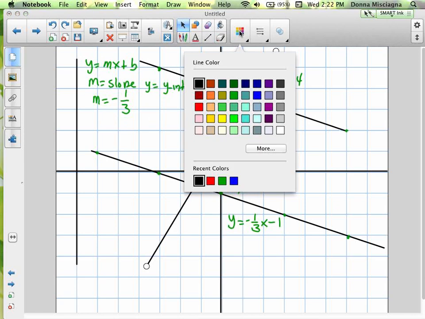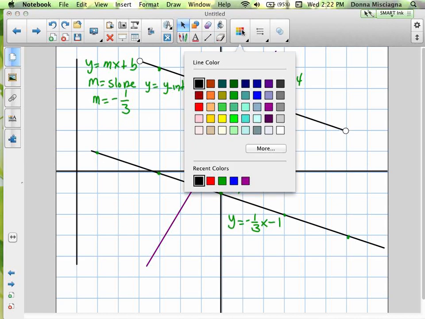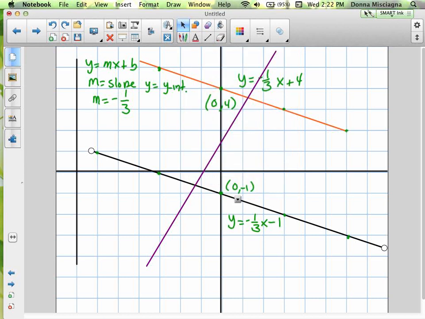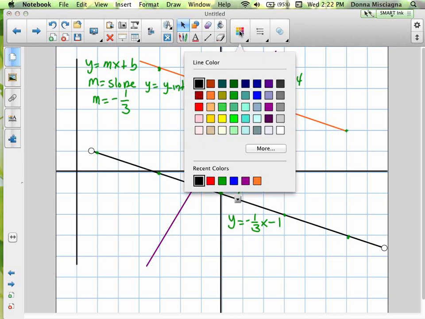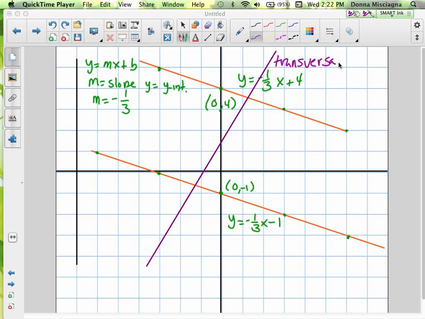Here, we'll make them stand out. So the parallel lines are in orange, and the transversal is in purple. In terms of labeling it, it doesn't say to write the equation, so you can just label transversal. A transversal is just any line that intersects two other lines.